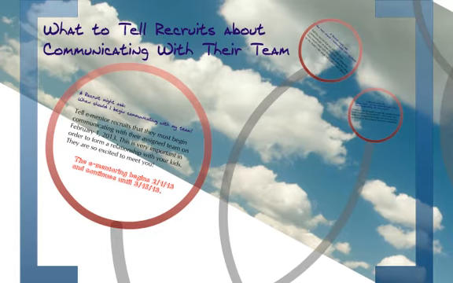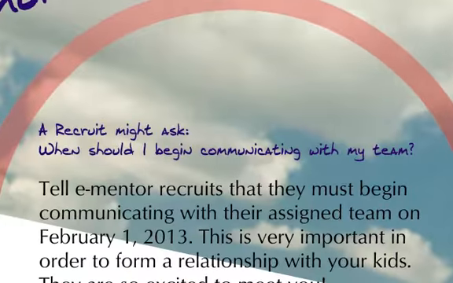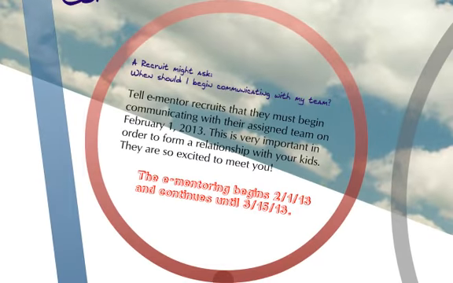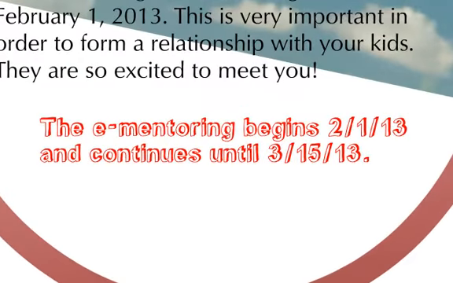What to tell recruits about communicating with their team? A recruit might ask, "When should I begin communicating with my team?" Tell e-mentor recruits that they must begin communicating with their assigned team on February 1st. This is very important in order to form a relationship with your kids. They are so excited to meet you. The e-mentoring begins February 1st and continues until March 15th.